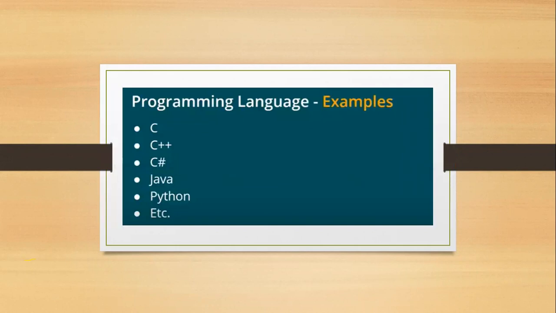Programming languages, as I've said, are so many, but these are some of the most common programming languages that people use. There are several others. There are so many that if we start listing them, the list will be so long. So we have C, we have C++, we have C#, we have Java, we have Python that we are going to learn, or we are starting to learn today. So all these are just programming languages.